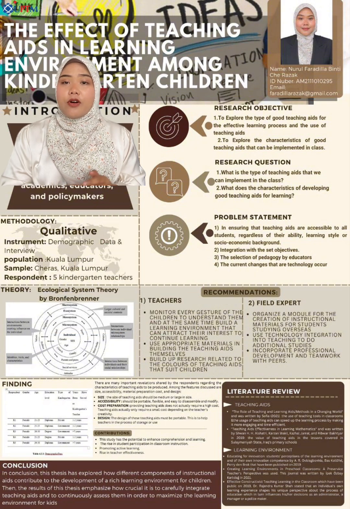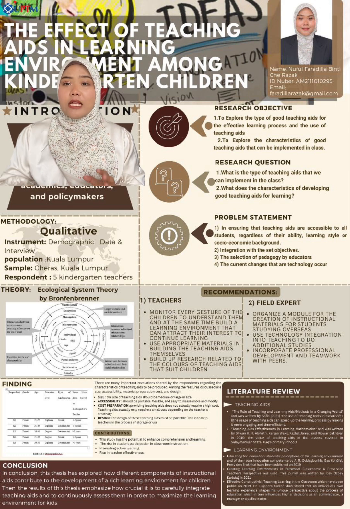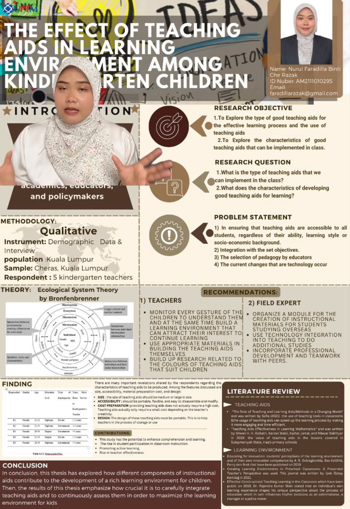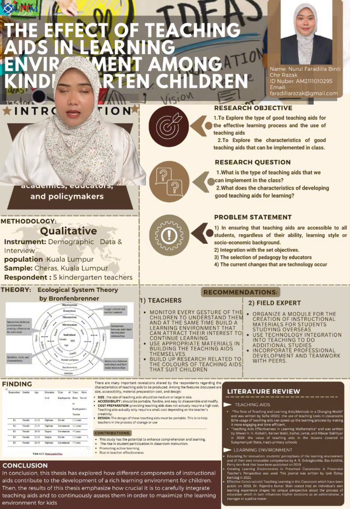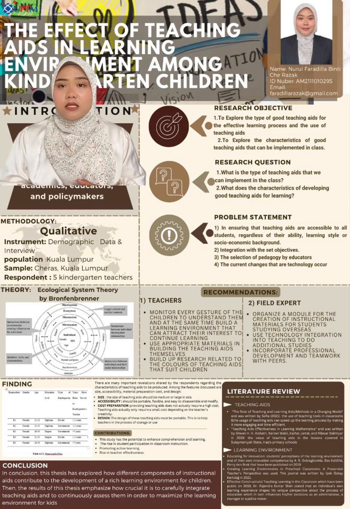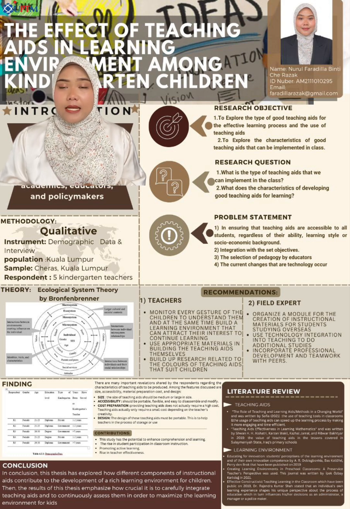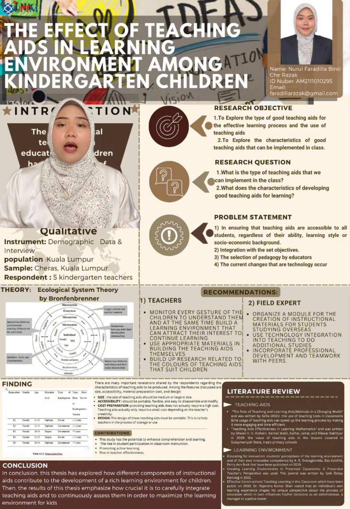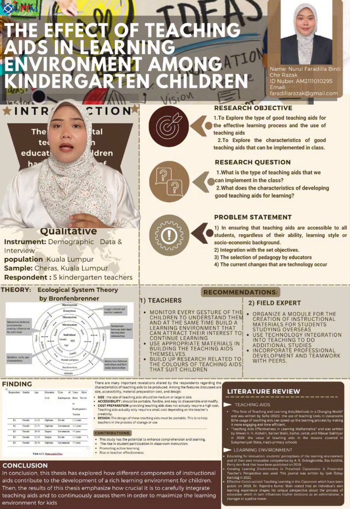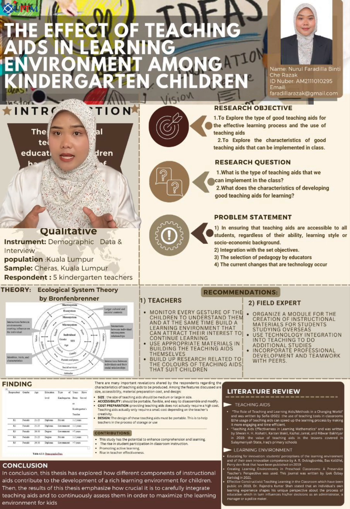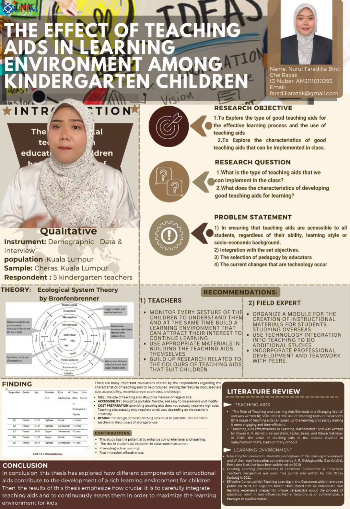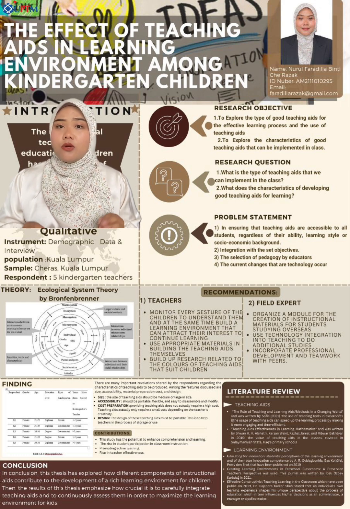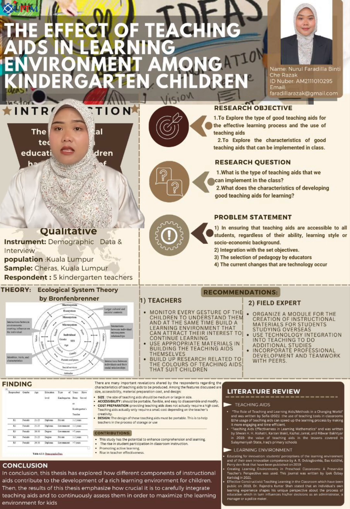So, my research has two objectives, which are to explore the types of good teaching aids for the effective learning process and the use of teaching aids. Second objective, to explore the characteristics of good teaching aids that can be implemented in the class. Based on the two objectives, I have developed two research questions to help me stay on track with my studies. The questions are, what is the type of teaching aids that we can implement in the class? And the second one, what are the characteristics of developing good teaching aids for learning?